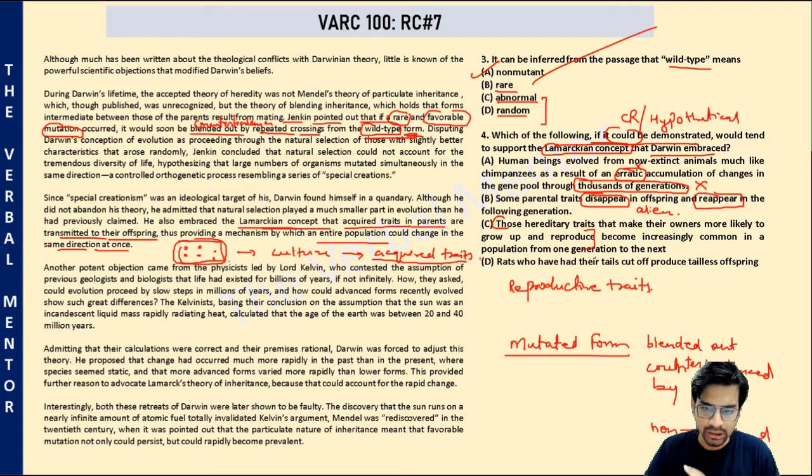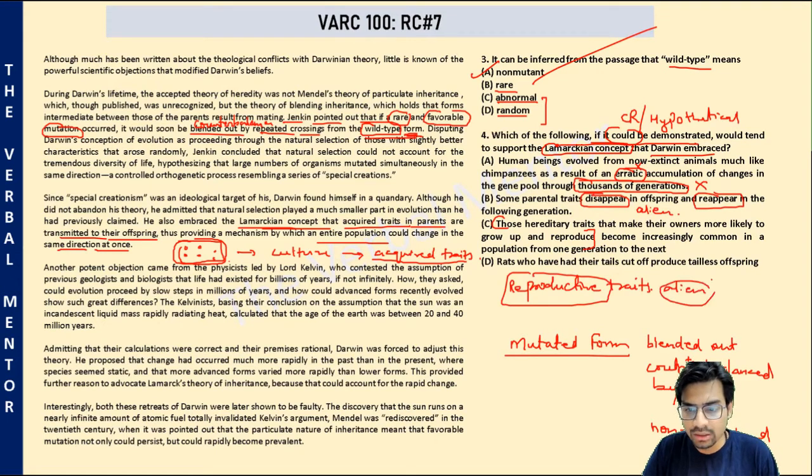What does that mean? That means I have reproductive traits. My kid will have more reproductive traits than I have. This is not what the Lamarckian concept says. The Lamarckian concept never talks about reproductive traits in particular. So this idea is too narrow and alien. So option C is also out. Alien or too narrow, too specific. The Lamarckian concept never talked about reproductive traits increasing in intensity over generations.